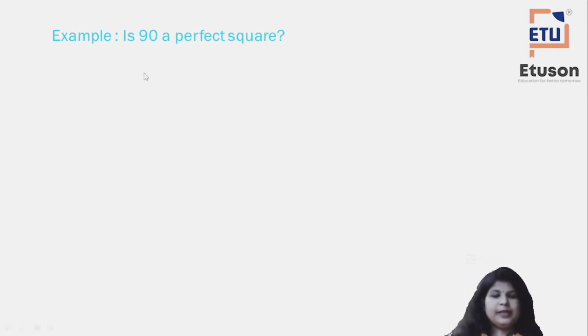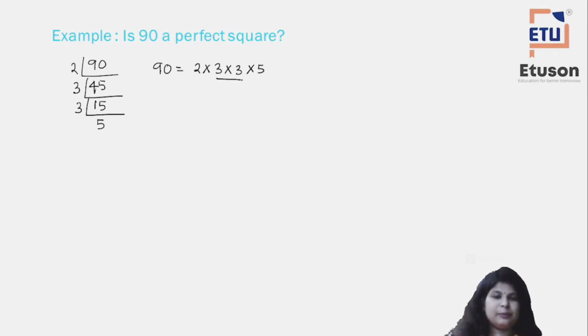Now you have to find out, is 90 a perfect square? So how to find out? Let us factorize it. 90 divided by 2, you get 45. Divided by 3, you get 15. Divided by 3, you get 5. Now check whether all the factors can be paired or not. You have 2 into 3 into 3 into 5. So you could pair only the 3s because there were 2 threes in the total factors of 90.